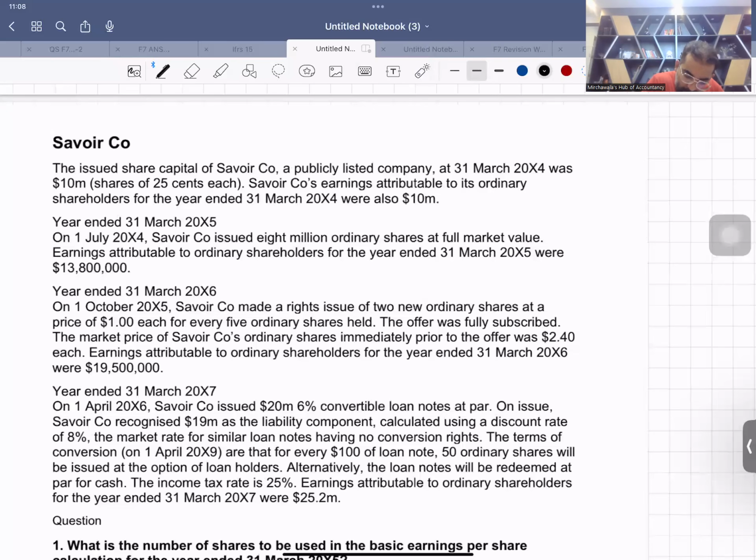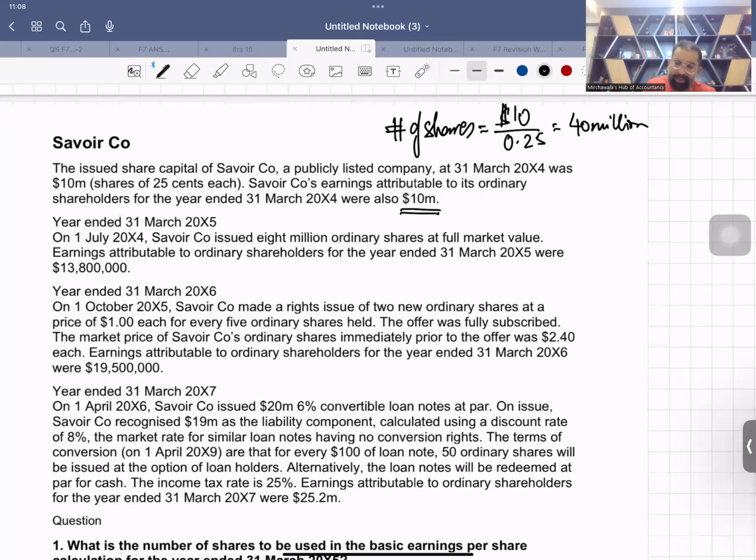If you want to calculate the number of shares, this will be 10 million divided by 0.25, which is 40 million. Okay, 40 million shares. So that means at 31st March X4, we have already issued 40 million shares. Savoy Company's earnings attributable to its ordinary shares for the year ended 31st March X4: this is the profit. Profit is $10 million.